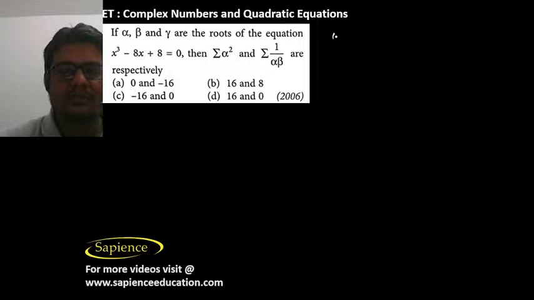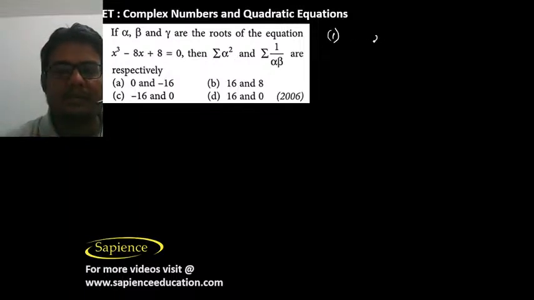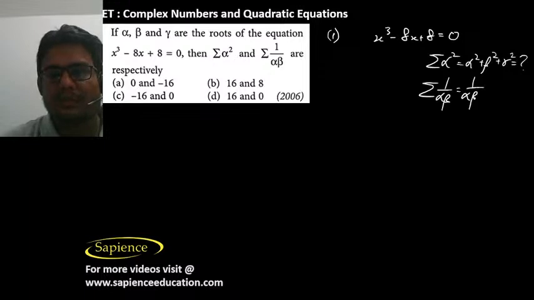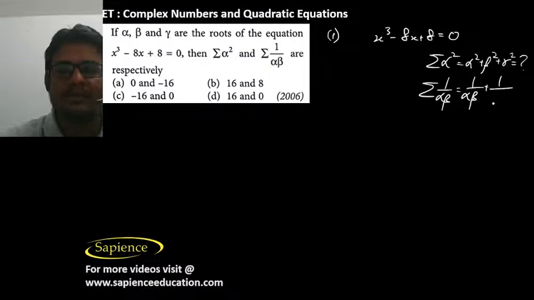So question number 1, here it is told that if alpha, beta and gamma are the roots of x cube minus 8x plus 8 equal to 0, then we have to find summation alpha square. It means alpha square plus beta square plus gamma square, that we have to find. And we have to find the value of summation 1 by alpha beta. It means we have to find 1 by alpha beta plus 1 by beta gamma plus 1 by gamma alpha.